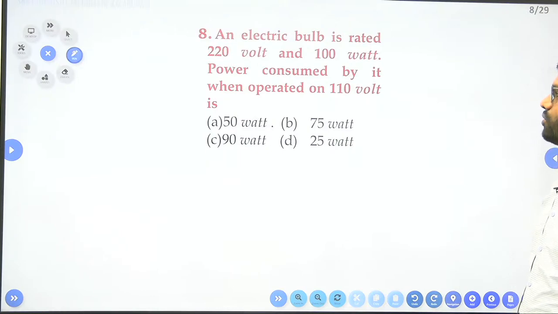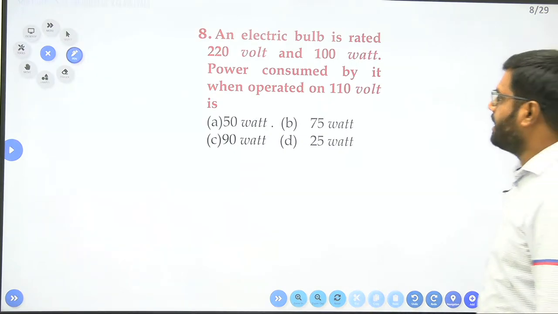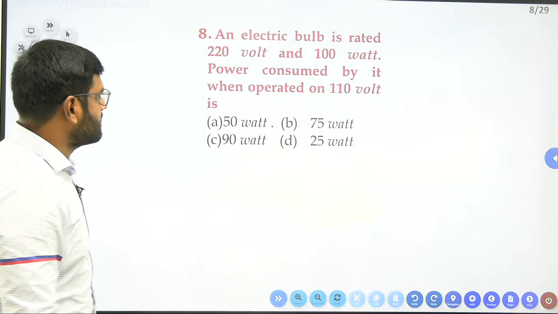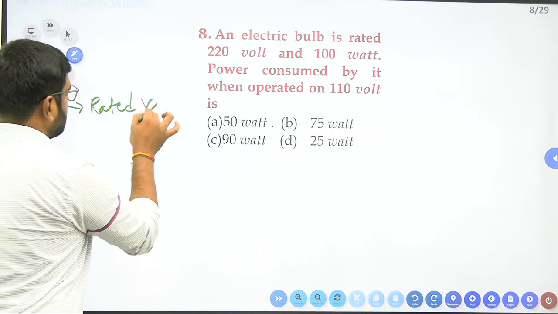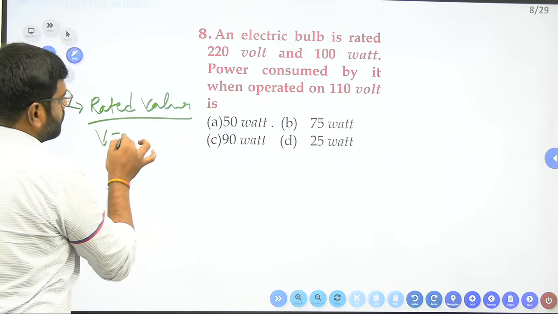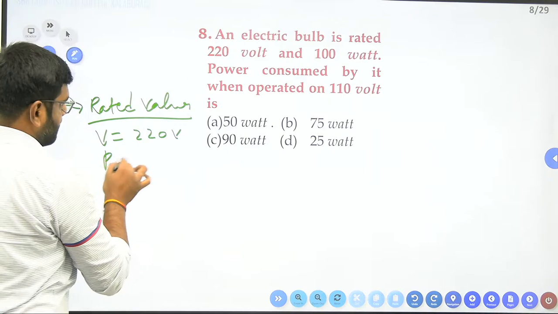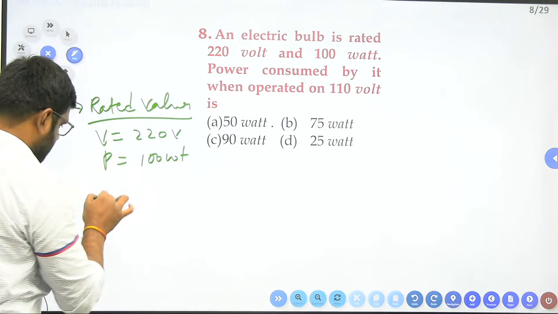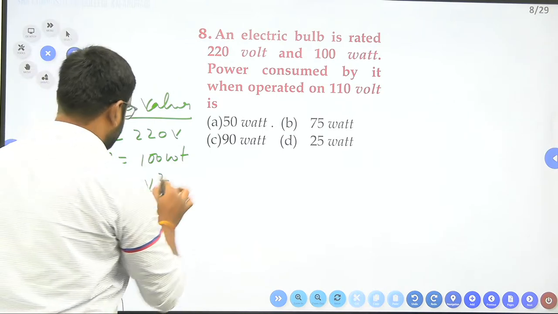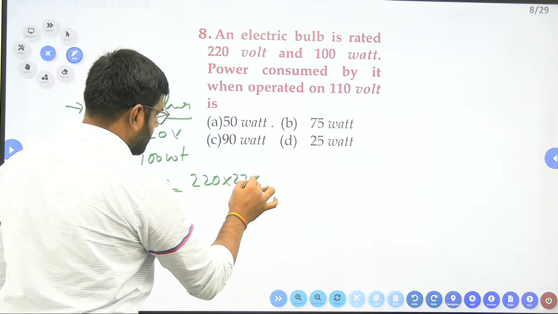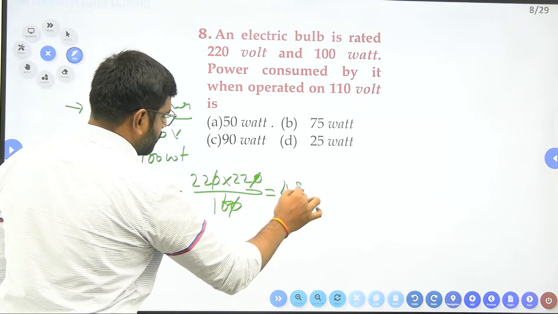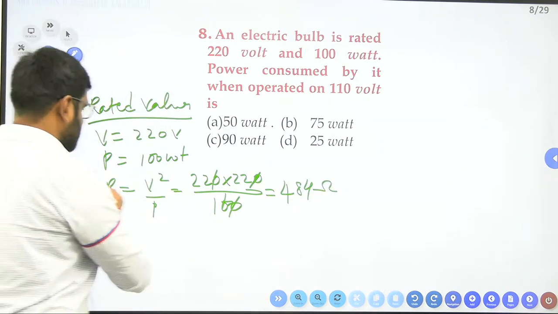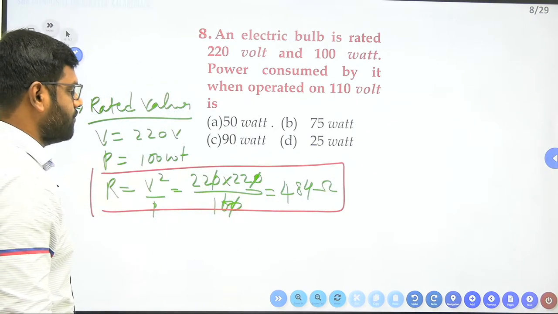Here, an electric bulb is rated 220 volt and 100 watt. Power consumed by it when operated on 110 volt. Just as I said, the resistance they have not given. First, calculate the resistance. When calculating resistance, take rated values. V is 220 volt, power is 100 watt. Then we can calculate resistance: V square upon P, 220 into 220 divided by 100. The zeros get cancelled. 22 into 22 is 484 ohm. This is the resistance of the given electric bulb, beta, 484 ohm.